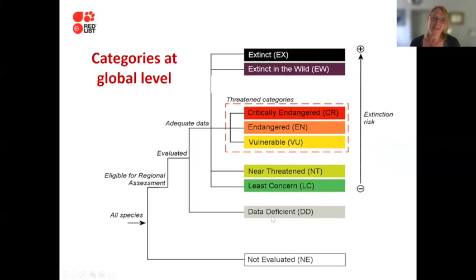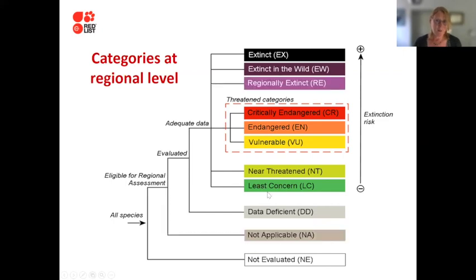So just to highlight that at the global level, we have 9 Red List categories, ranging from worst case scenario, the species is gone entirely, it's extinct, or it's extinct in the wild. The 3 threatened categories, near threatened, meaning it's not quite threatened, but it's nearly there, least concern, the lowest risk of extinction, then data deficient and not evaluated.